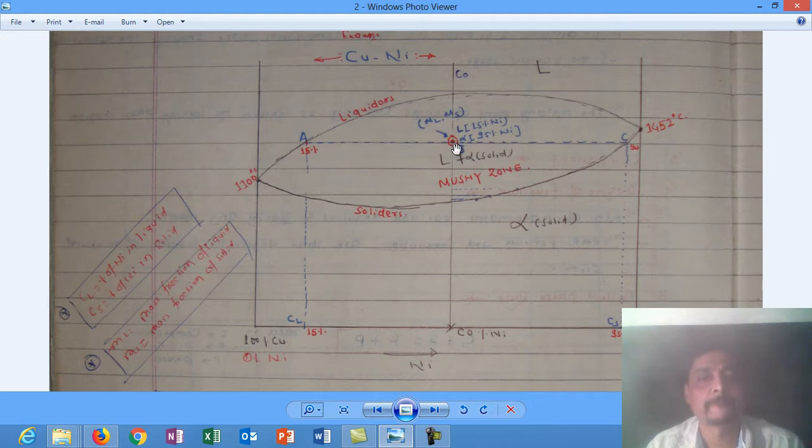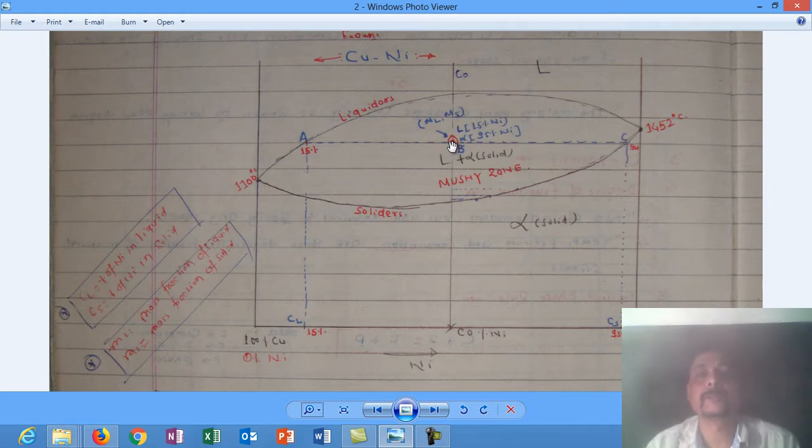This is point B. Since this is a combination of liquid and solid, we need to find how much percentage of liquid and how much percentage of solid will be there. We have to find the mass fraction of liquid and the mass fraction of solid, liquid and alpha. This is my first target.